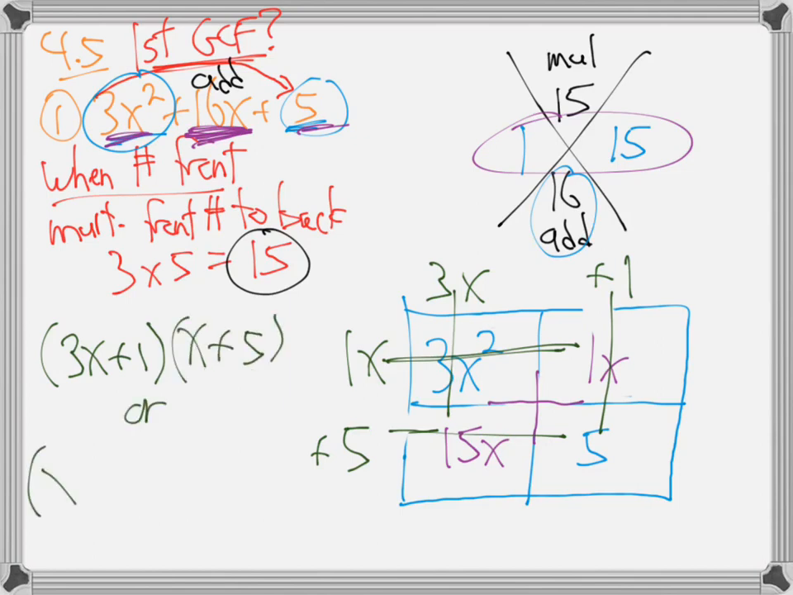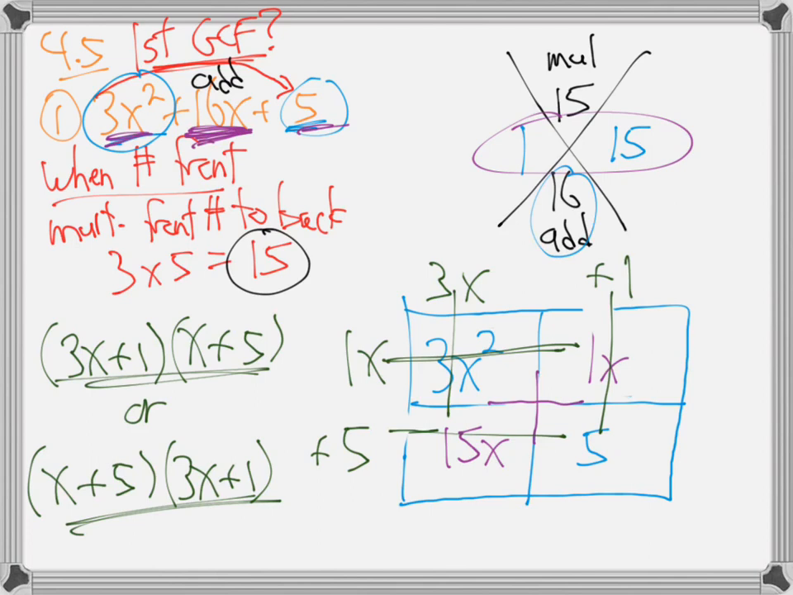Or you could do it the other order. You could put the x plus 5 in the front, then the 3x plus 1. It doesn't matter. They're both good answers. They both would FOIL to go back.